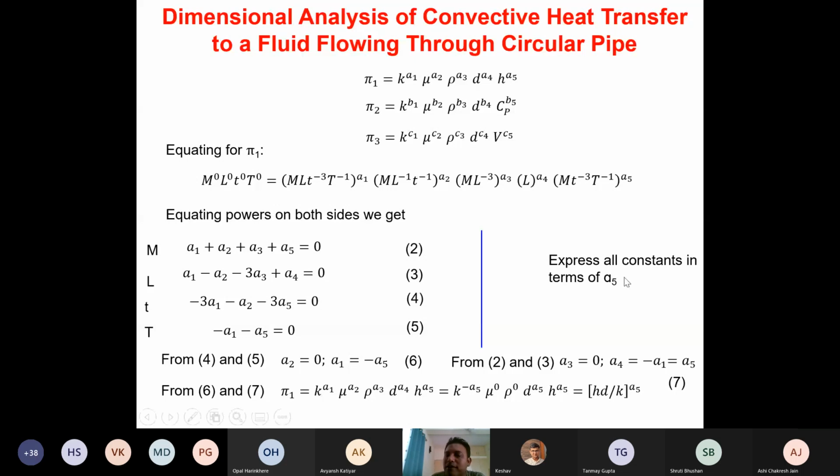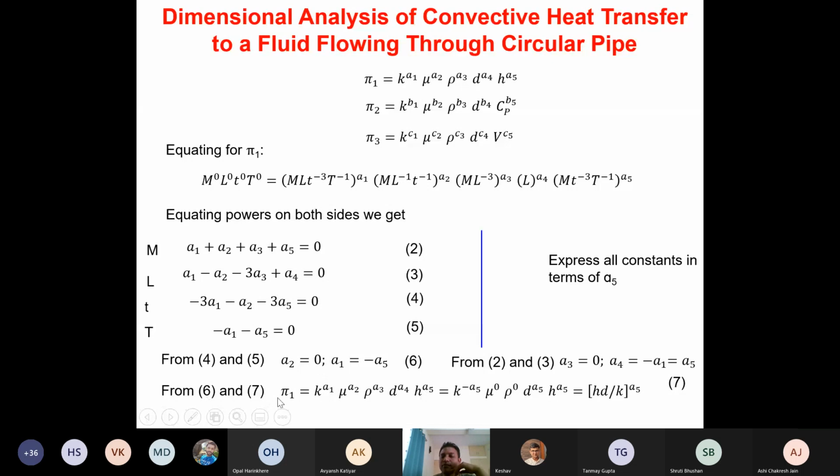So here we have arbitrarily made the choice that we wanted to express A1, A2, A3 in terms of A3, A4 in terms of A5. So from equations 4 and 5, from equation 5, we can directly obtain A1 equals minus A5, isn't it? And if you put it in this equation, 3A1 minus 3A5 is going to be 0. So A2 is going to be 0 from 4 and 5.